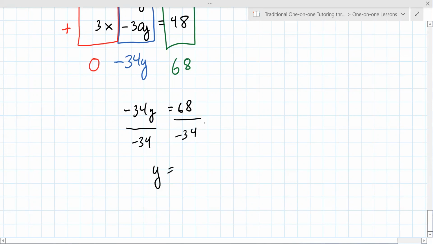So what does y equal? How many times does 34 go into 68? What is 68 divided by negative 34? That's going to be negative 2. Hello? It is negative 2.